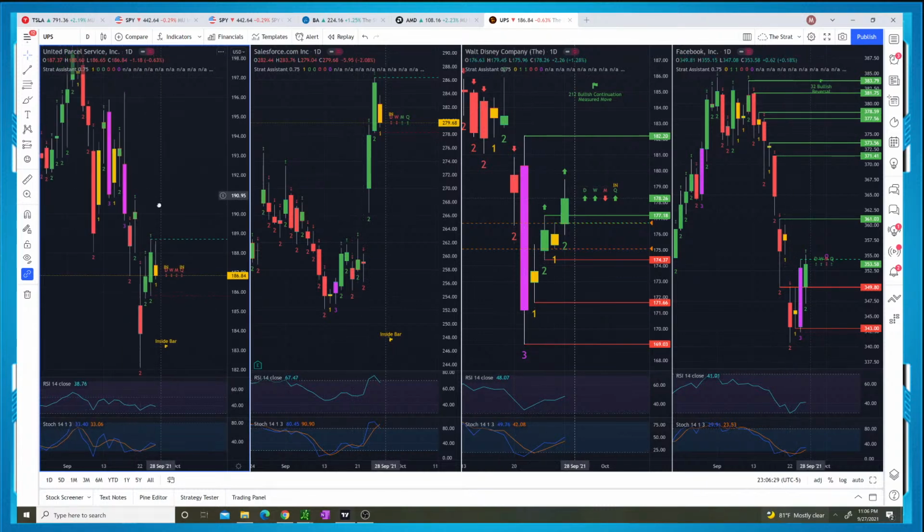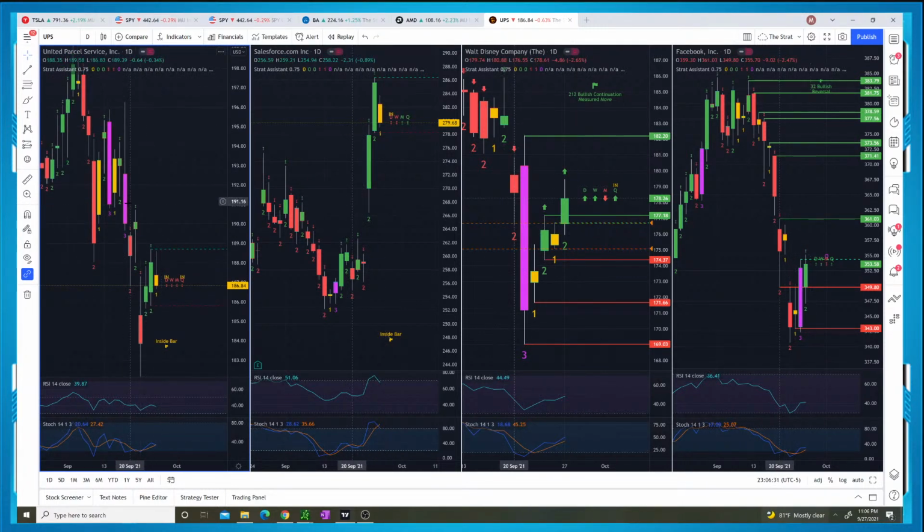Now we also have three candles. These are outside candles, usually marked in purple for me. And that basically just means that it is larger than the previous candle's high and low. So usually a pretty volatile day there. For example, if we look over here on Disney, we have this really big three down candle right here.